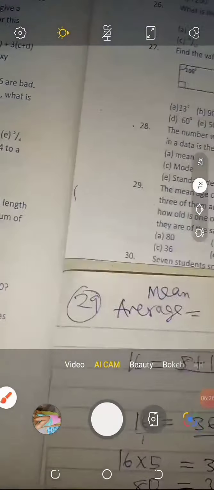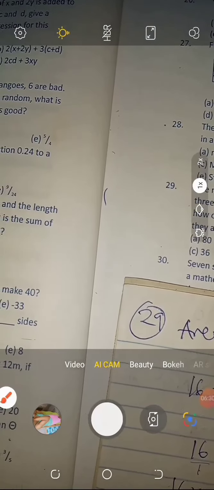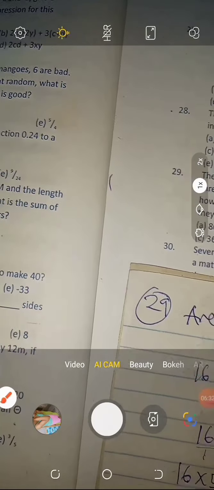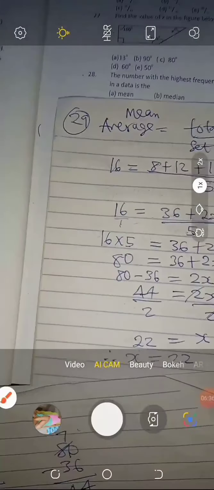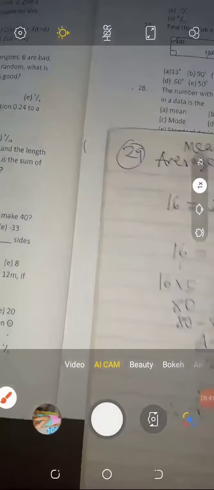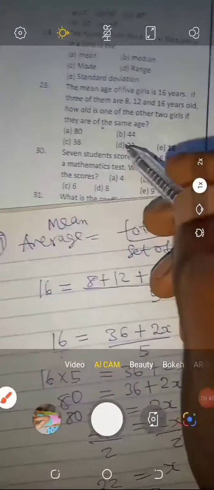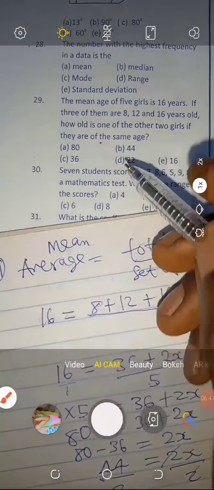Now go back to the question. The question says, how old is one of the other girls? Now we said one of the girls should be x, the other one should be x. So we have gotten the x. So one of the girls is 22 years. And if you check, the answer is D. From this question, the answer is D. So D is our answer.